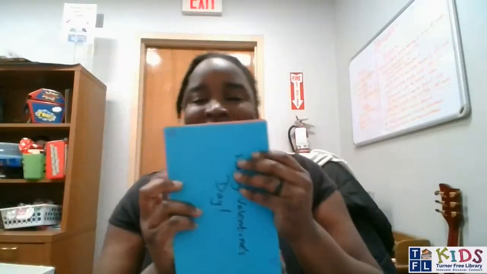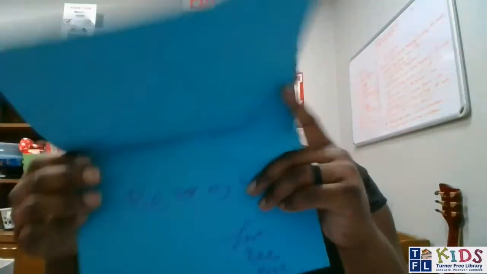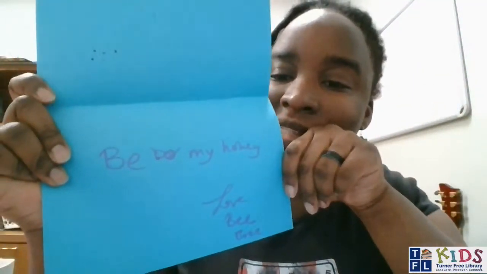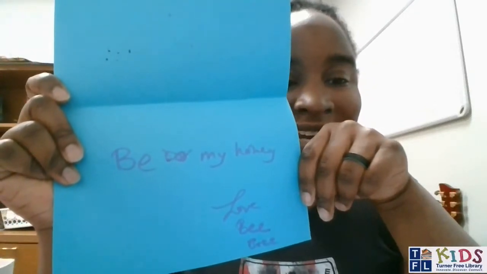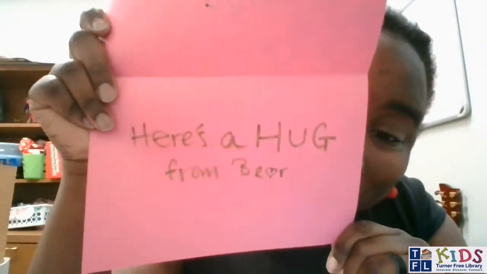Now there are 3 Little Valentines in my mailbox, and 3 Little Valentines just for me. The fourth one said, ooh, look at these beautiful things, by the way. The fourth one says, Be my honey, love, Bee. Aww, be my honey. Oh, it's so cute. Well, now there are 2 Little Valentines mailed with care. The fifth one said, Here's a hug from Bear.